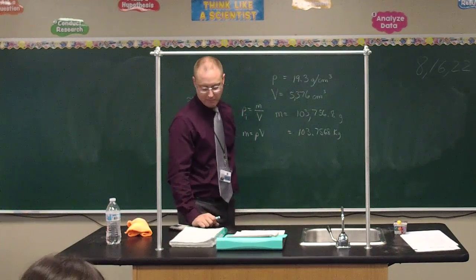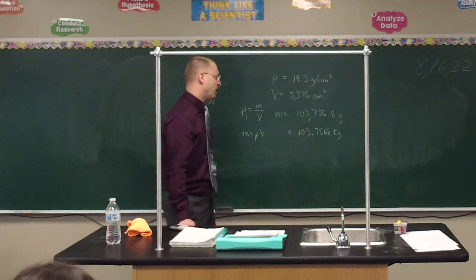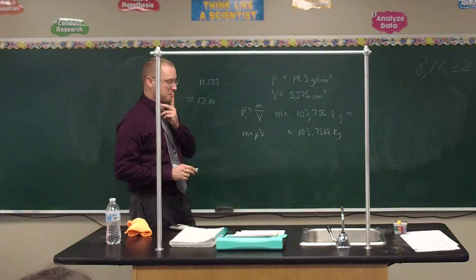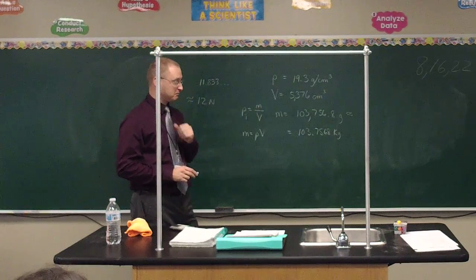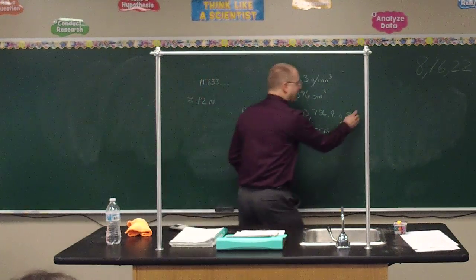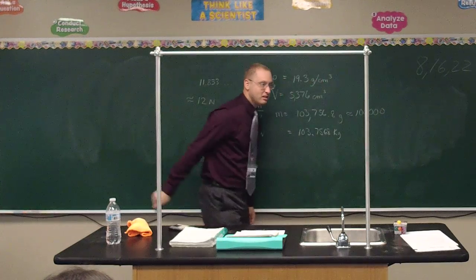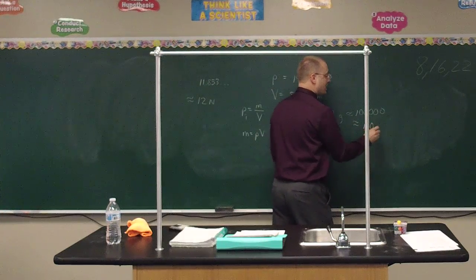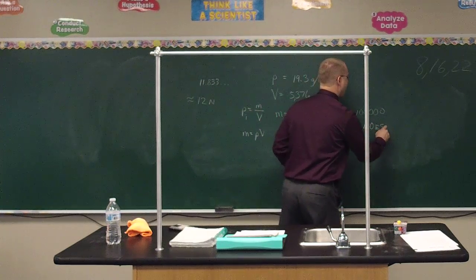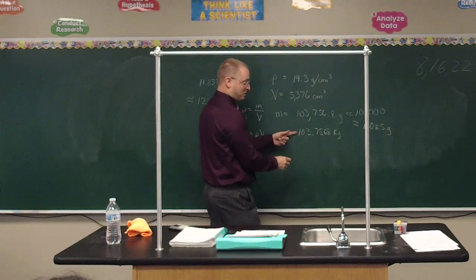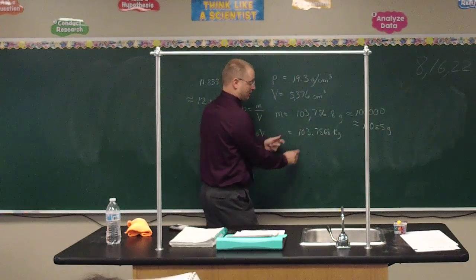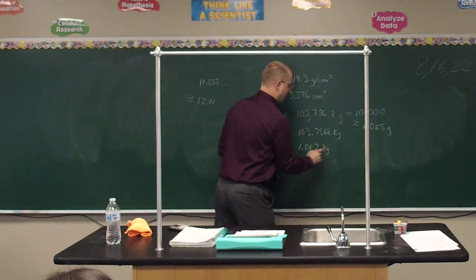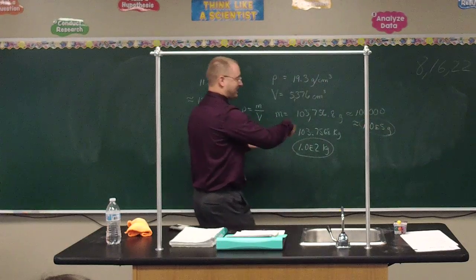Looking at the original numbers, how many sig figs am I allowed? 2. Uh-oh. How would I round the number of grams off to 2 sig figs? Well, 100,000 is correct, but 100,000 only has 1 sig fig. We're going to have to use scientific notation, so we're going to say it's approximately 1.0, there's your 2 sig figs, E5 grams. And this number with 2 sig figs would be E2 kilograms. And notice there's an E3 difference between the grams and the kilograms in our answer.